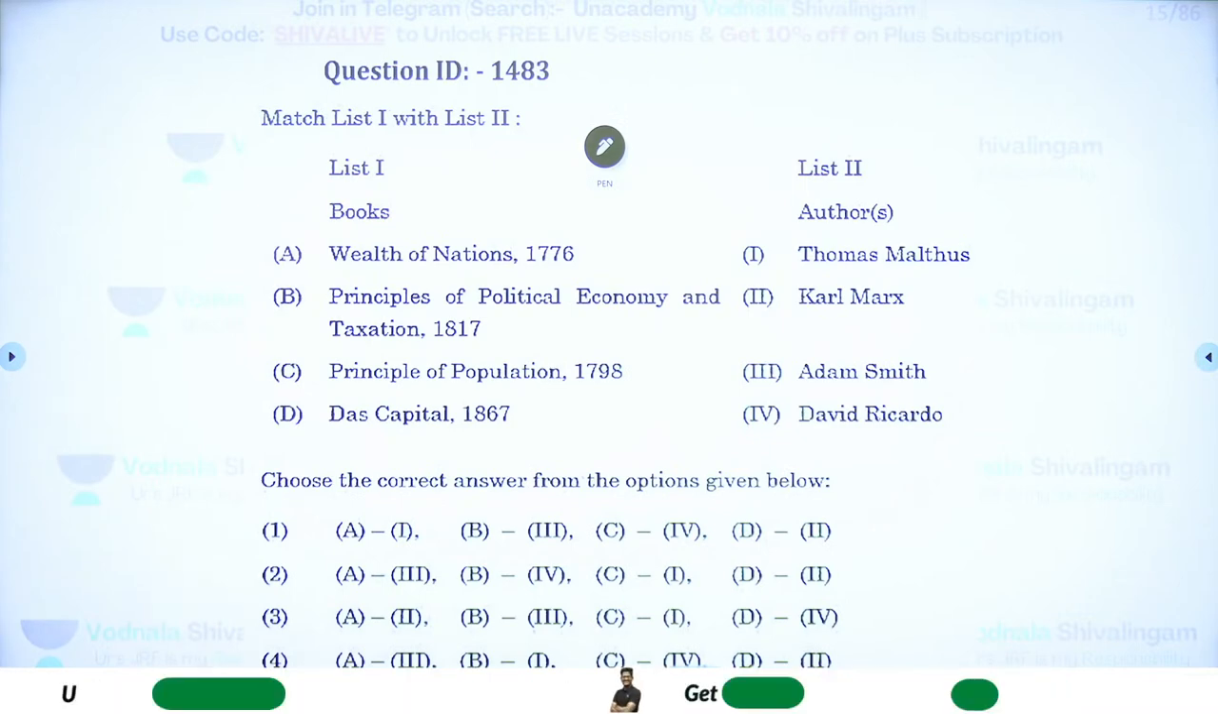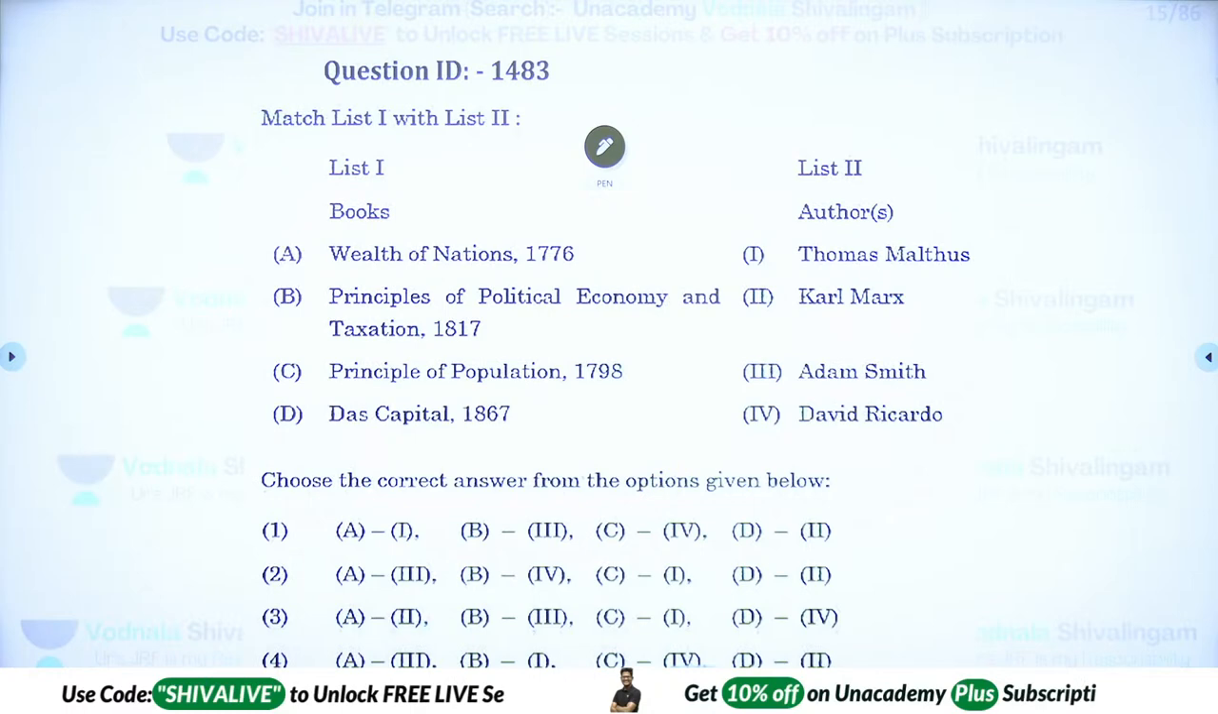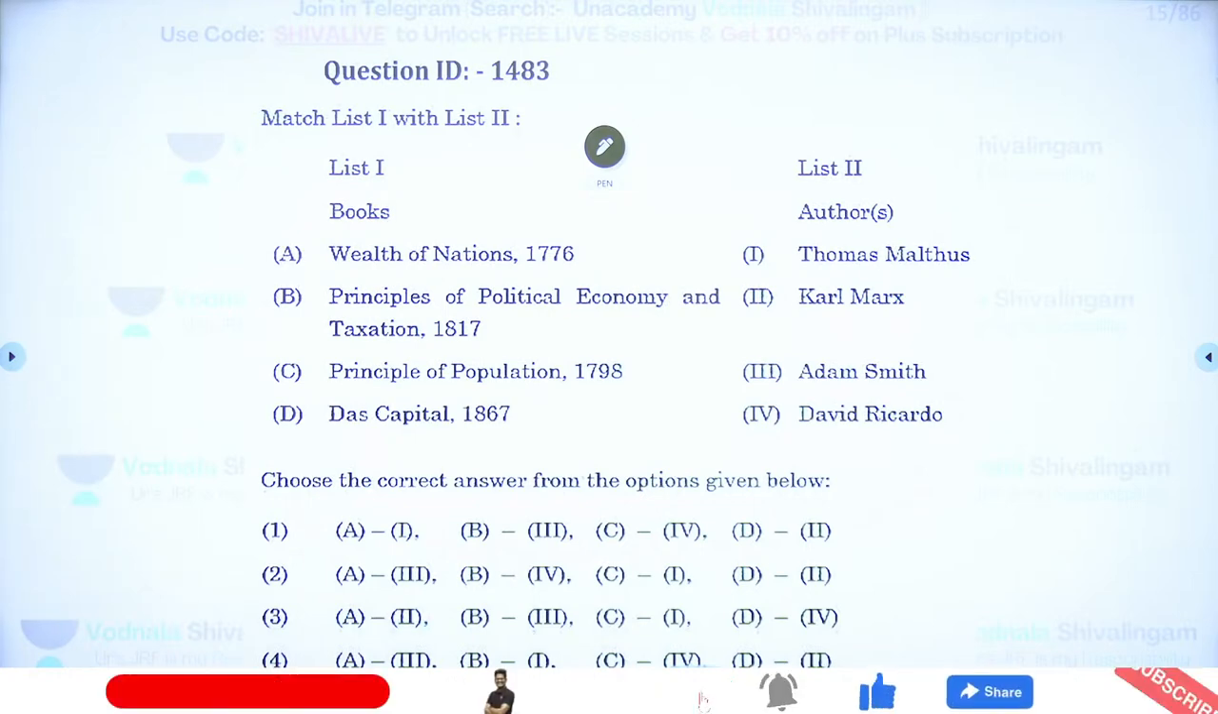Right? Hello, Satish. Next: Wealth of Nations, Principles of Political Economy and Taxation, Principle of Population, Das Kapital.